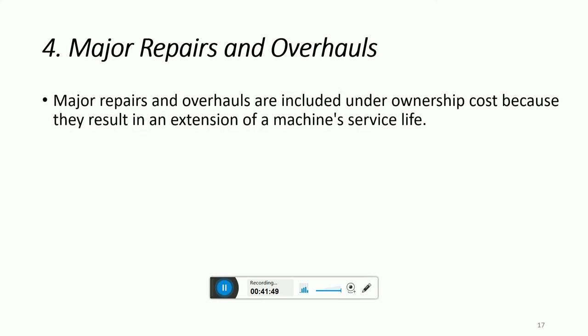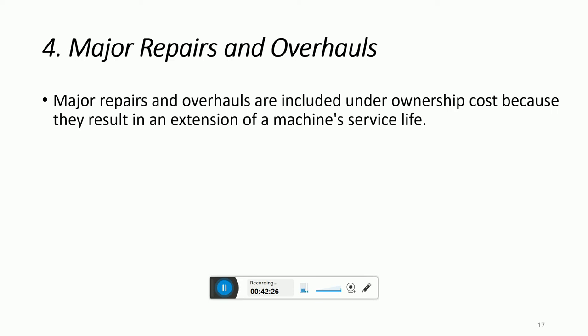Major repairs and overhauls. Major repairs and overhauls are included under ownership cost because they result in an extension of the machine's service life. Because the more effort you put into repairing your machine and keeping it in good condition, the more it extends the machine's service life.